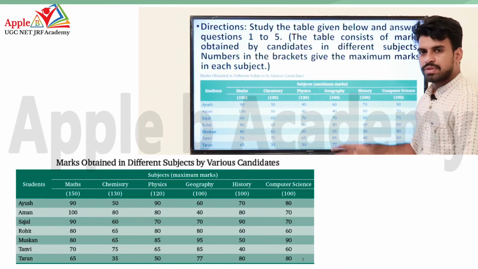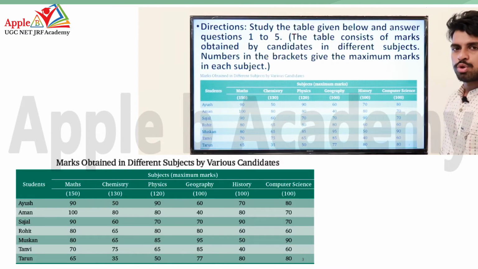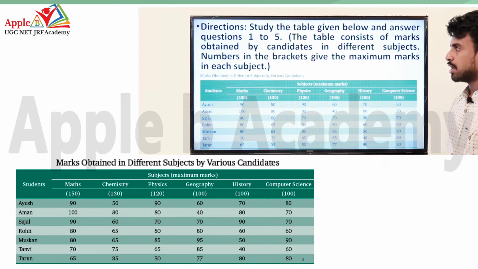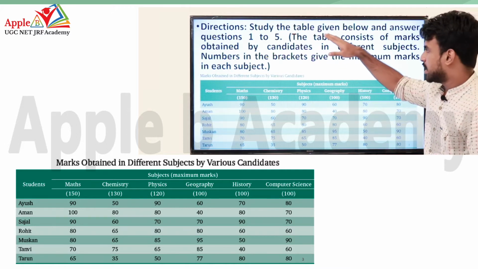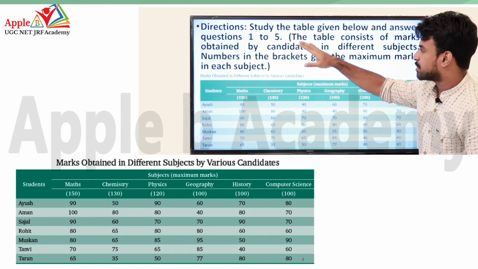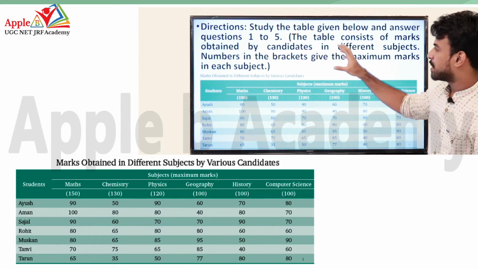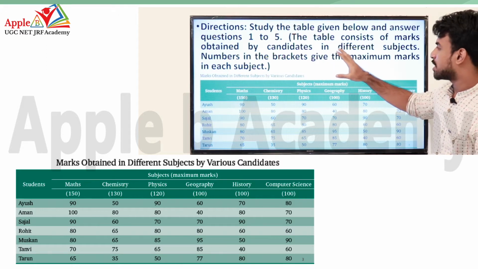Now, straight away we will jump to the question. There is not much theory to be dealt with in these table based questions. This is one of the previous year questions that has been asked in your examination. Now, we will read the directions. Study the table given below and answer the questions 1 to 5. The table consists of marks obtained by candidates in different subjects.